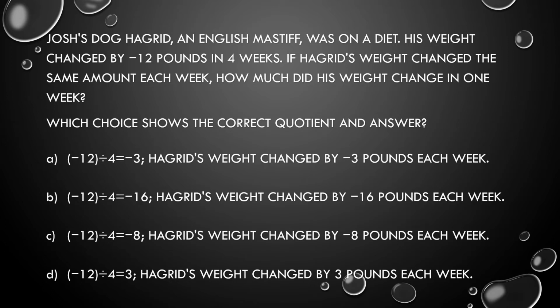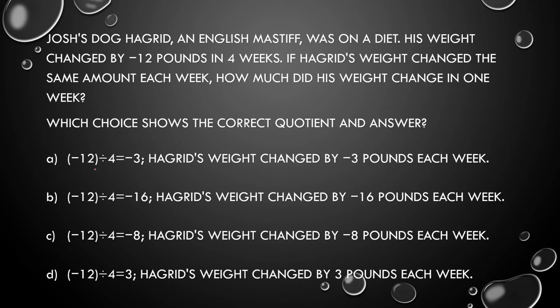Our next one is talking about Josh's dog Hagrid, and Hagrid is on a diet, and he lost a total of 12 pounds in 4 weeks. If Hagrid's weight changed the same amount each week, how much did his weight change in 1 week? So he lost a total of 12 pounds over the course of 4 weeks. So if I were to think, well, 12 divided by 4, right?